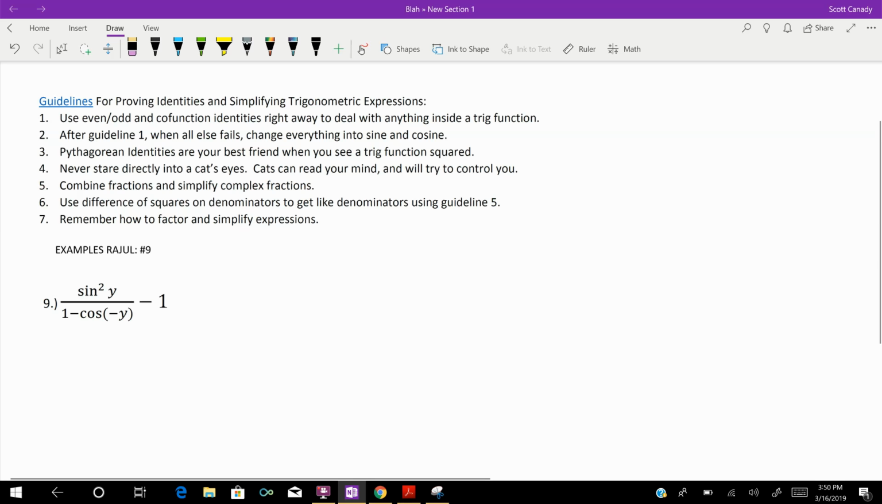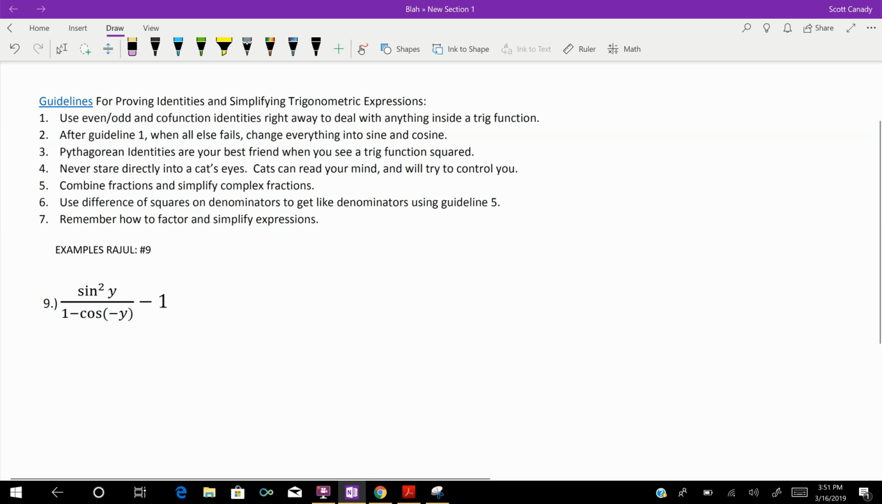We're going to do examples, Rajul, problem number 9. And as you can see, we have a few more guidelines here than we have in the other ones. The newest guidelines are guideline number 5, combine fractions and simplify complex fractions. Guideline number 6, use difference of squares and get like denominators. And finally, remember how to factor and simplify expressions.